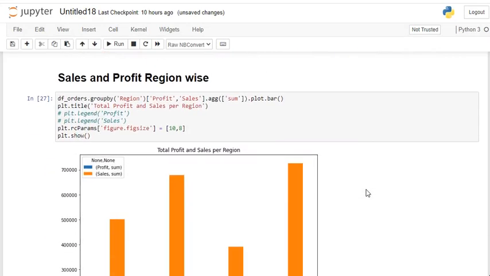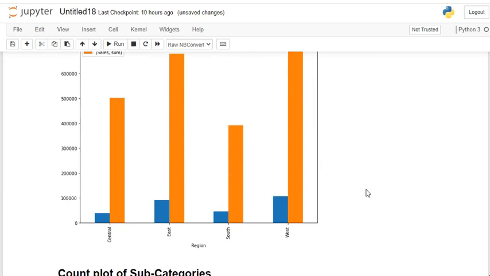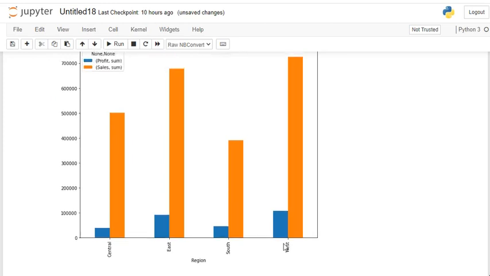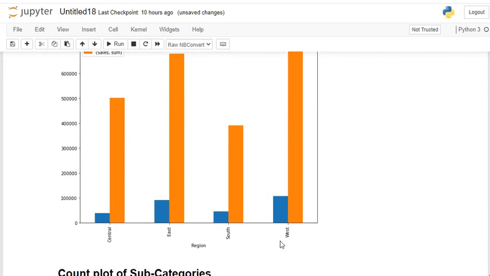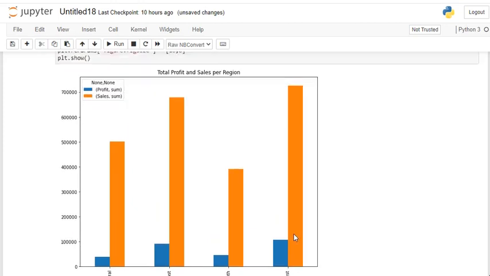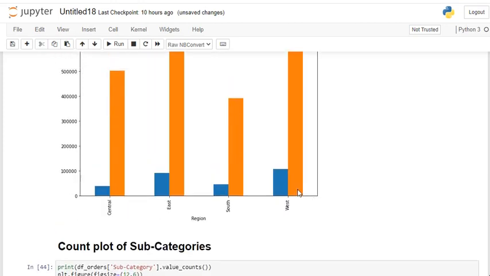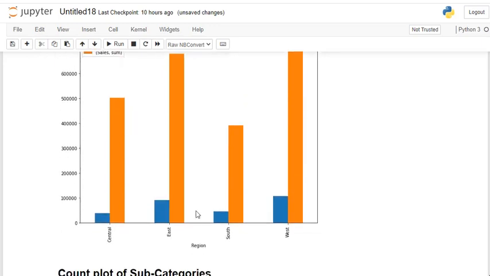Next, sales and profit region wise. Already we have seen that there are 4 different regions in the data set. That will be visualized here: central, east, south, west. And what would be the profit and sales region wise? Let us see here: central, east, south and west. The sales are highest in the west, and after that the sales are more in the east, less sales in the south part, and medium sales in the central part.